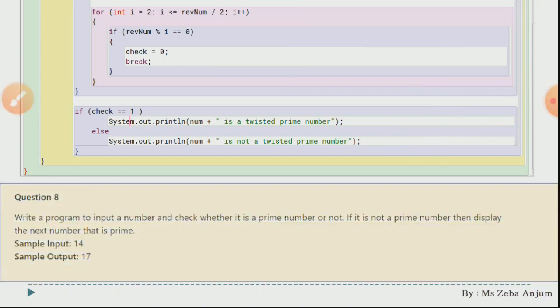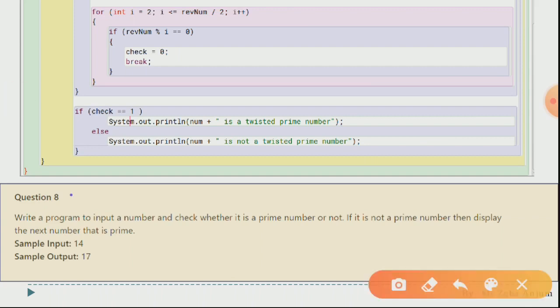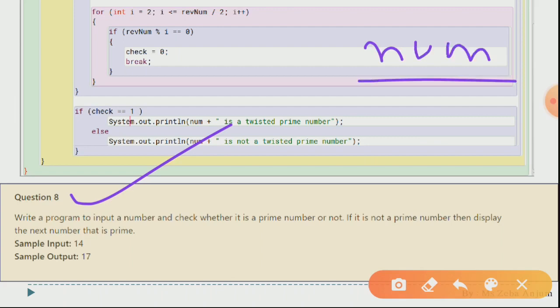Moving forward with your eighth question, write a program to input a number and check whether it is a prime number or not. If it is not a prime number then display the next number that is prime. In the previous question we have already discussed what prime numbers are and I have also given you the code. The code of prime number is very common. So this question you please try by yourself. Firstly you enter a number, and you check whether this number is a prime number or not. If yes, then stop over there.